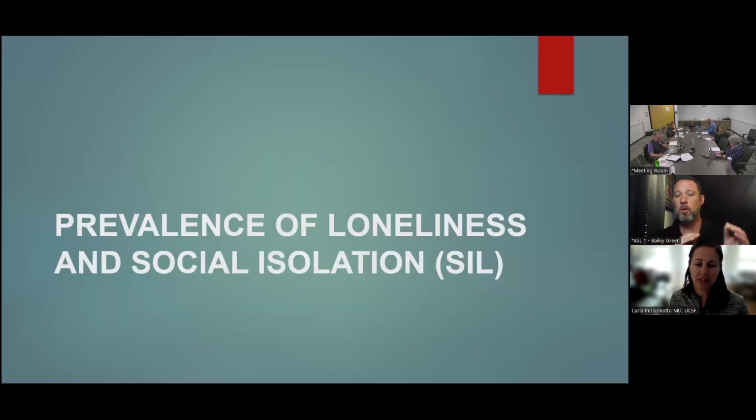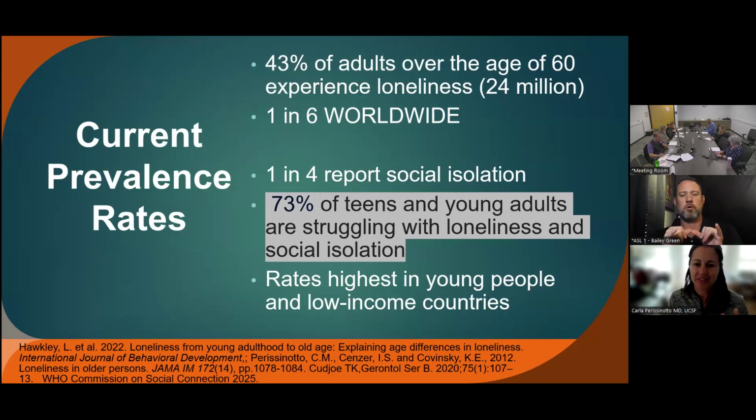As we move into prevalence rates of loneliness and isolation, let's talk about this because it depends on how we measure. Lots of numbers here, but just as a brief thing to think about. The work that I've done showed that 43% of people over the age of 60 experience loneliness across the country. That's about 24 million people. If you look at worldwide numbers, you get different numbers reported, but 1 in 6. And when you look at isolation in older adults, about 1 in 4. And just to not be ageist and forget our young people, about 73% of teens and young adults are struggling with loneliness and/or isolation. And these numbers you'll see represented not just in California, but across the United States and in the world.